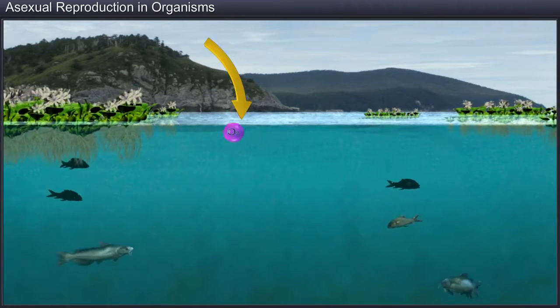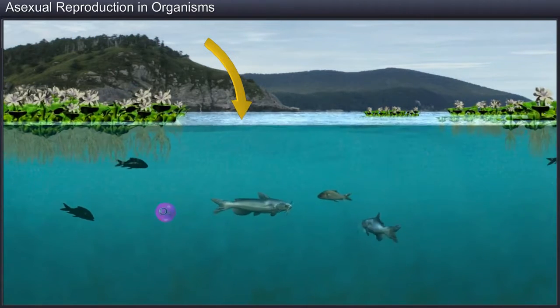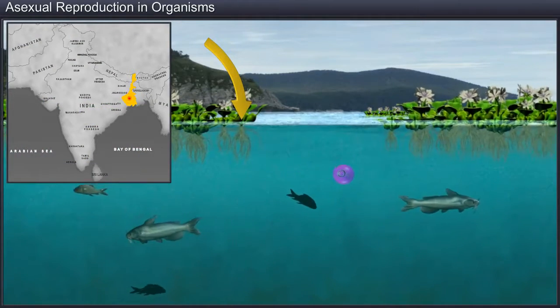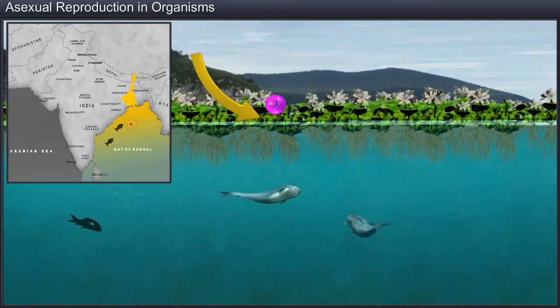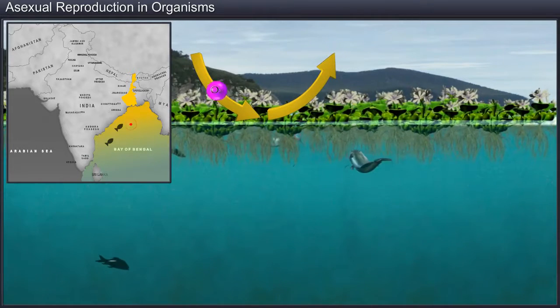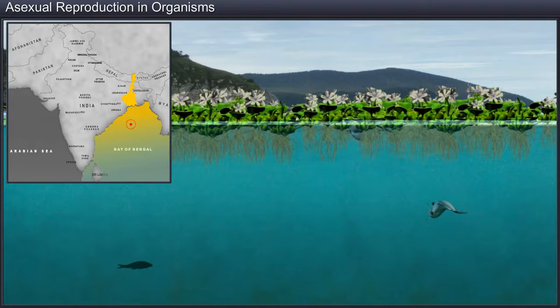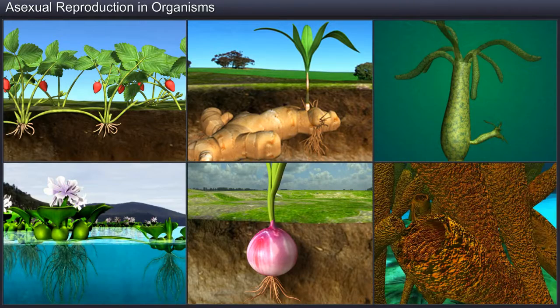Vegetative propagation, however, can turn into a problem in certain cases like the fishermen of Bengal have discovered. Water hyacinth, an aquatic plant with a phenomenal rate of vegetative propagation, is choking the Bay of Bengal and killing millions of fish, thereby ruining the livelihood of the fishing community. Asexual reproduction, an important biological process that ensures continuity of life, occurs differently in different organisms.